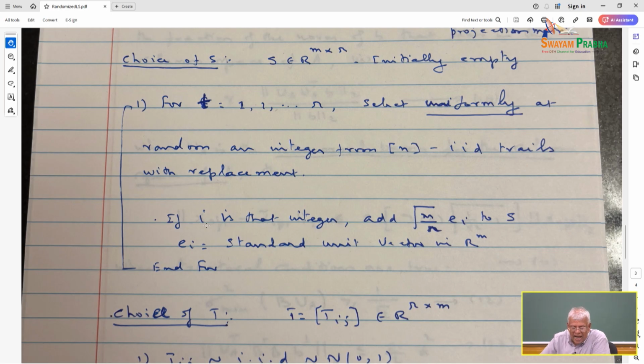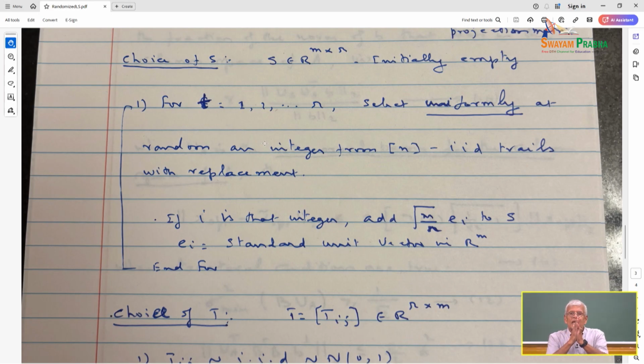If I is picked, I am going to create a vector. e_i is the ith unit vector, which is the standard unit vector with 1 in the ith location and 0 elsewhere. I am going to multiply by a scaling factor, square root of m over r. That is simply a scaling factor to be able to achieve what we want. So, e_i scaled is now added to the matrix S as the ith column.